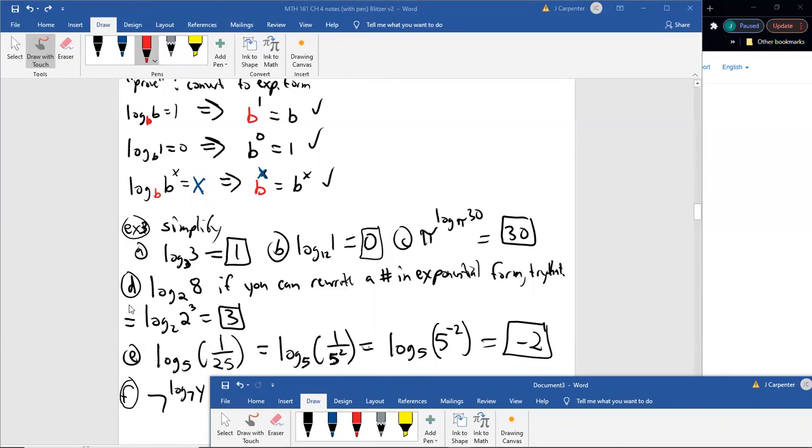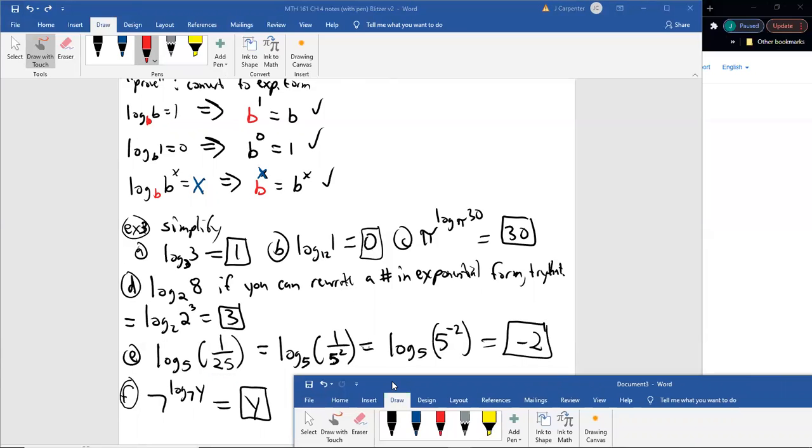Again, these are inverses. C, E, and F, we're all applying that inverse concept where an exponential of a log, as long as you can match the bases, cancel. So the 7 and log 7 cancel, and the whole thing is just y. So there are times when we can simplify things greatly.